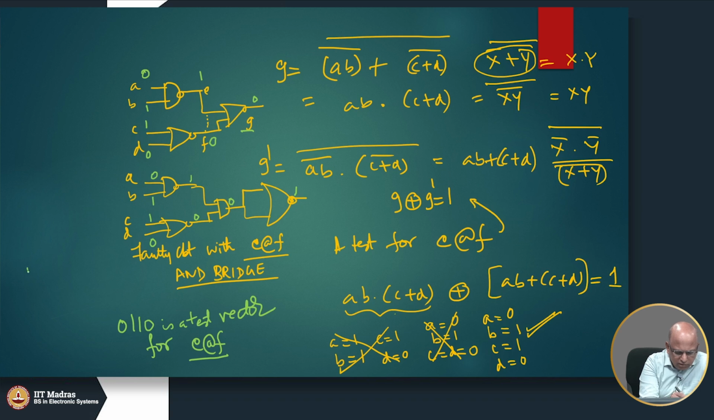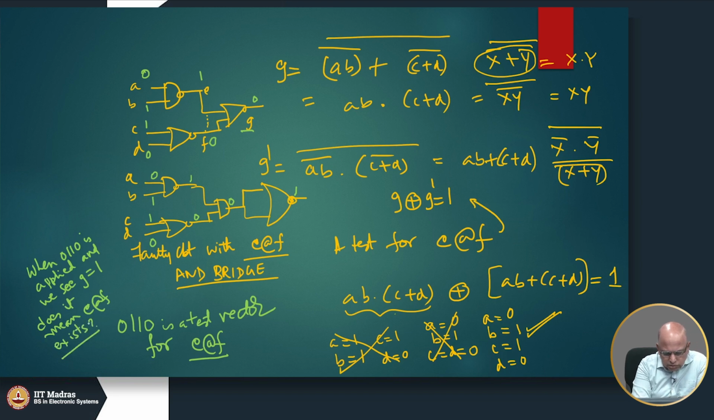When we apply this test and we see G equal to 1, does it mean E ANDed with F exists? The answer is no. It could be present, or it could be some other fault. For example, G stuck at 1 could be present.